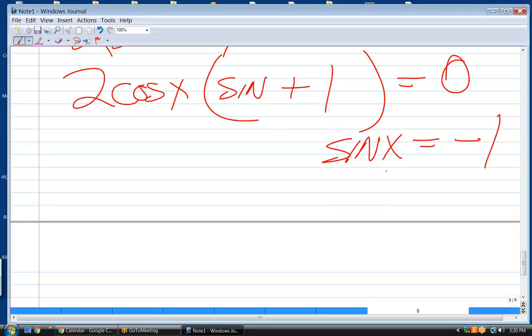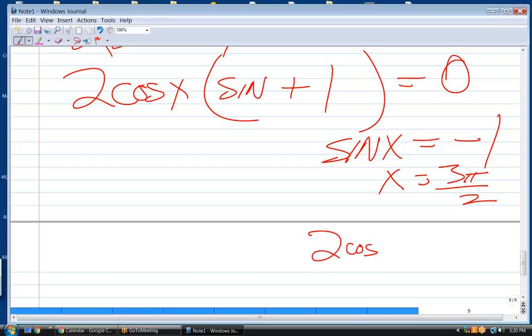So what's x equal to if sine x equals minus 1? Then it would equal only at 3 pi over 2. Okay. And the other possibility? Other possibility, 2 cosine x equals 0. Divide everything by 2.